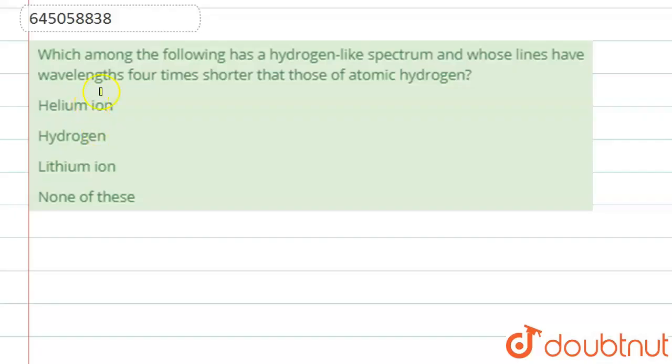Well, hello students. Now we're going to see this question. The question says: which among the following has a hydrogen-like spectrum whose lines have wavelength 4 times shorter than those of atomic hydrogen?